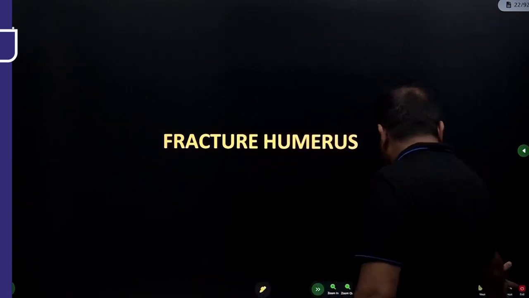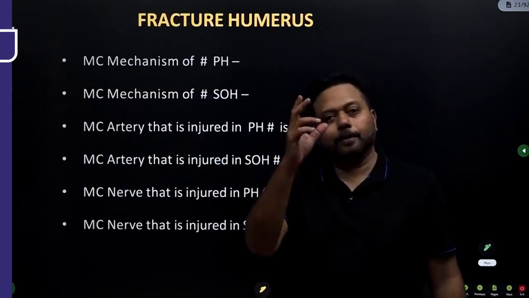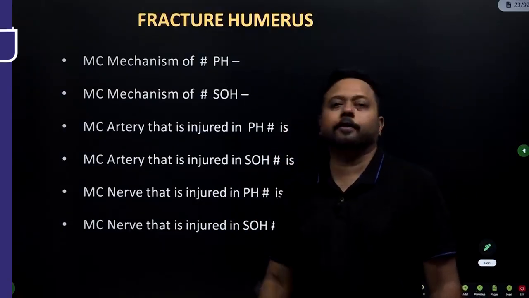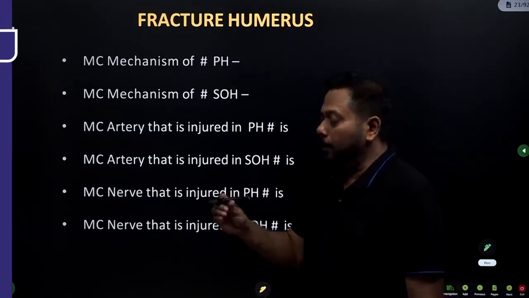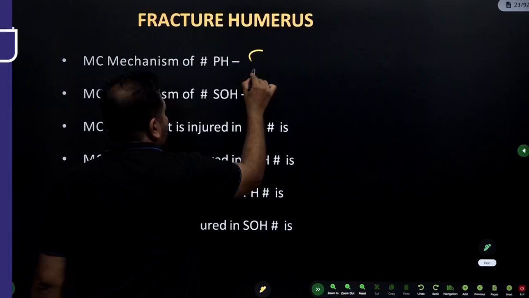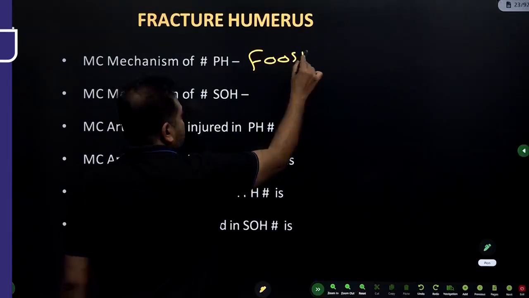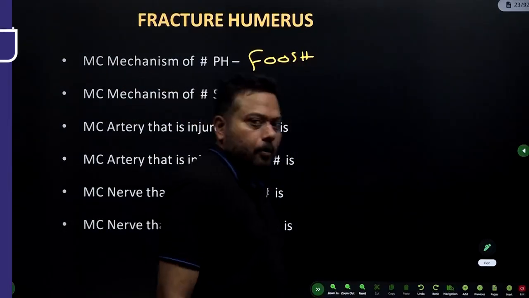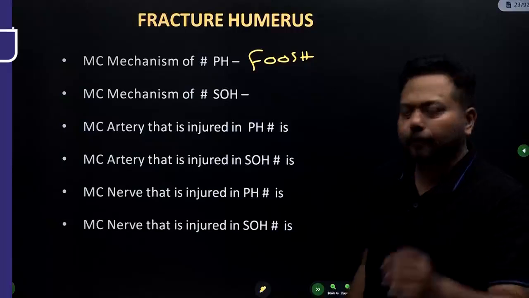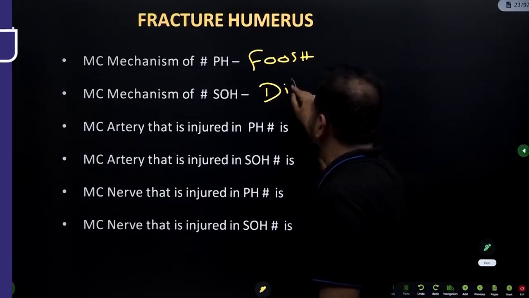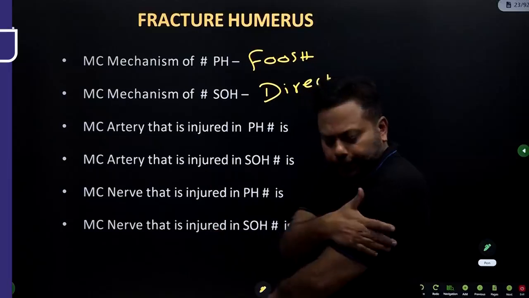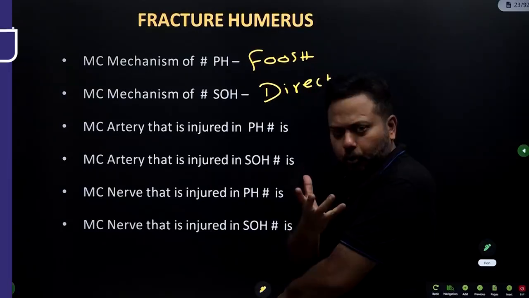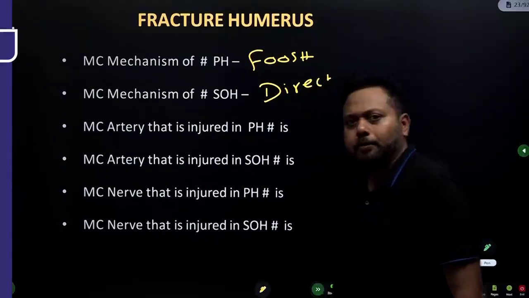See, humerus fractures are divided into proximal humerus fracture, shaft of humerus fracture, and supracondylar fracture. The most common mechanism of proximal humerus fracture is always fall on an outstretched hand. The most common mechanism of shaft of humerus fracture is direct trauma. The patient is walking, falls down, and gets a direct hit over the shaft of the humerus by a stone or some hard article.